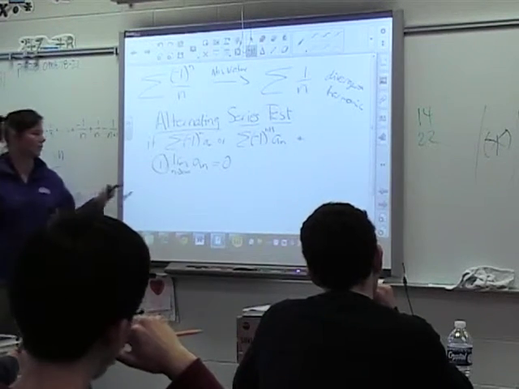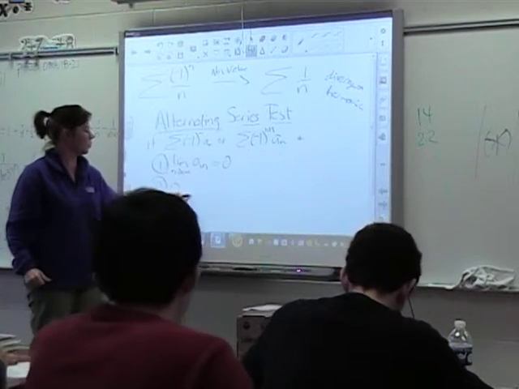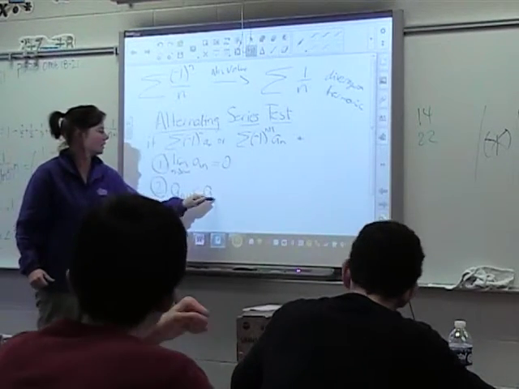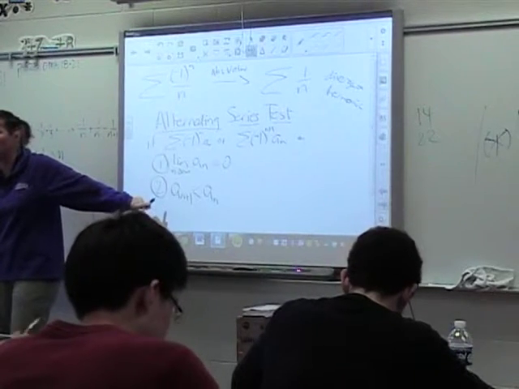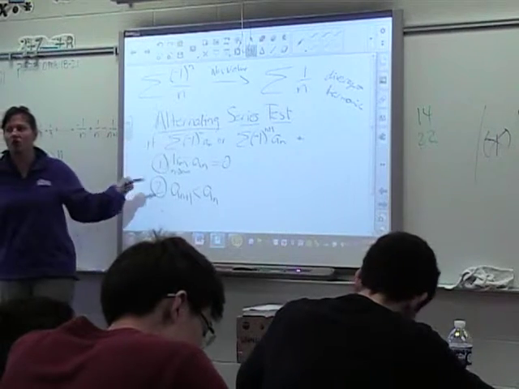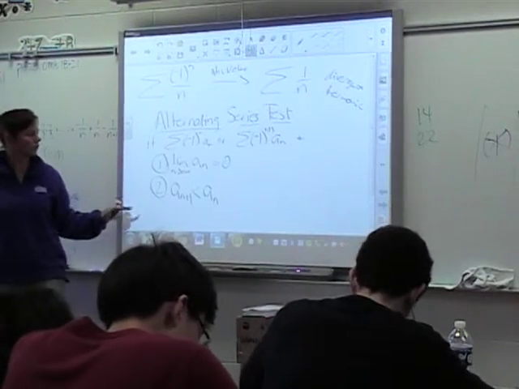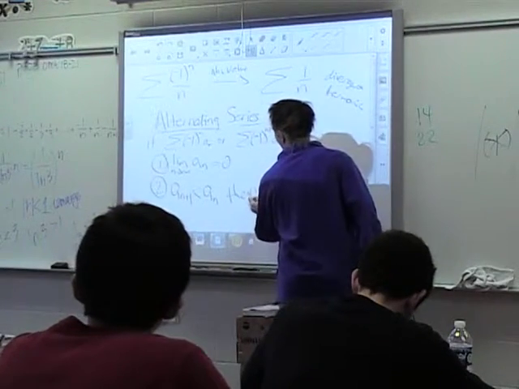It's got to equal 0, and then the next thing is my n plus 1 term has to be less than my nth term. So this pretty much means my function is doing what? Decreasing. If these two things hold, then my series converges.